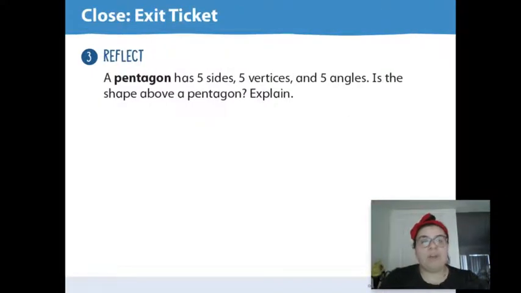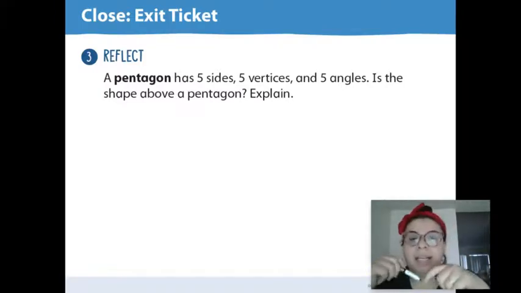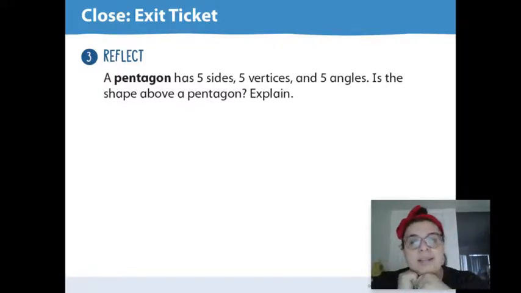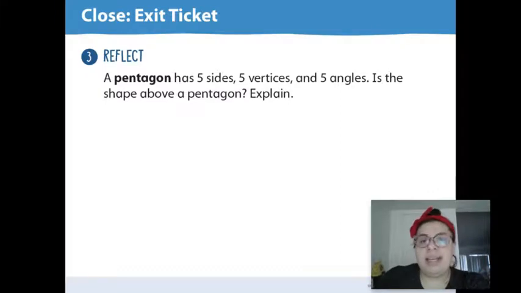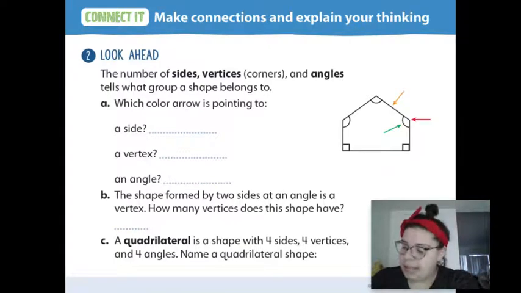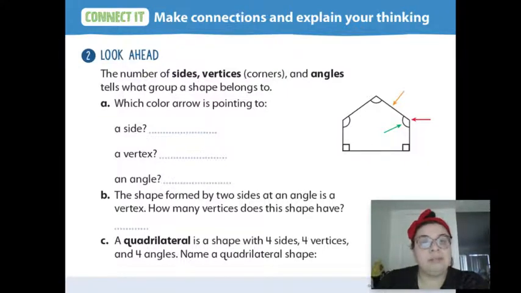All right. Reflection. Let's see. A pentagon has 5 sides, 5 vertices, and 5 angles. Is the shape above a pentagon? Okay, right now on this, I want you to draw a pentagon. Let's draw that shape above. It kind of looks like a house. Remember Miss Yana said it kind of looks like a house? Okay. Draw my pentagon. I'm even going to label it pentagon. Okay. Pause this video. Remember, if Miss Yana is going too fast, pause and draw a pentagon.